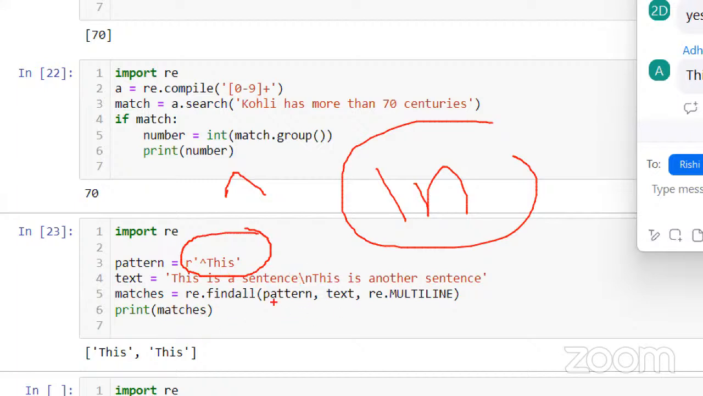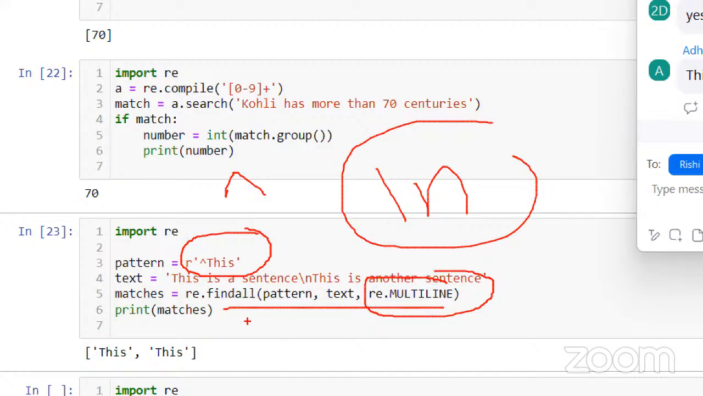So generally, what is the extra thing that is appearing in the find all function? This line, re.MULTILINE. This is also an inbuilt module function in the module re. Whenever you want to search for a pattern in a multi-line text, or if the text contains a new line, you can use this condition. So re.MULTILINE, re.IGNORECASE.